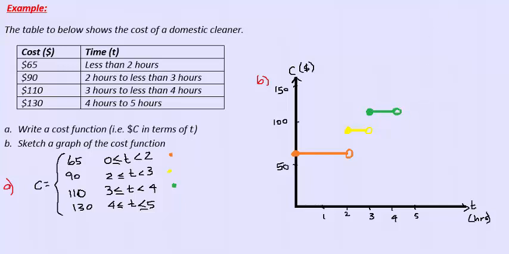And finally, in purple, I'll show from 4 to 5 hours inclusive. And again, I'll get out my little line. It's at 130, which is about here. And it goes from 4 to 5, which looks like that. And here is my cost function. And what I've done is I've shown which numbers are and aren't included in each of the steps. And that's what a typical cost function will end up looking like.